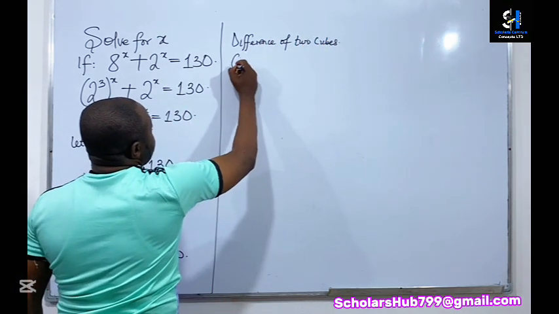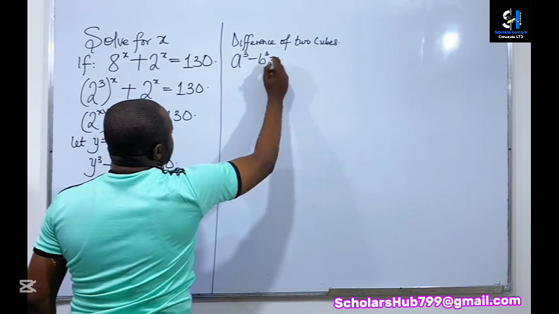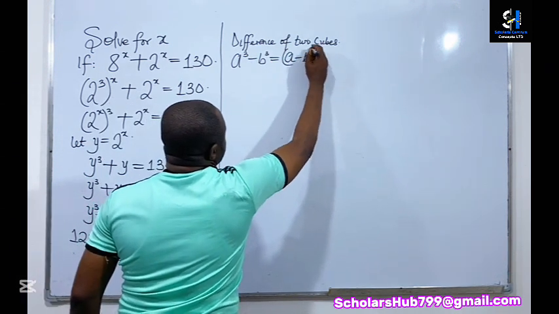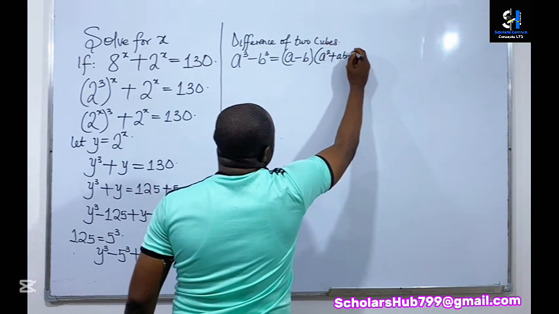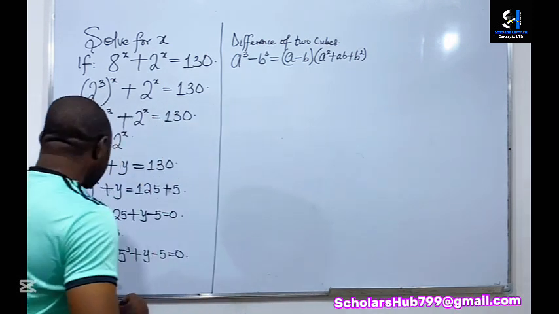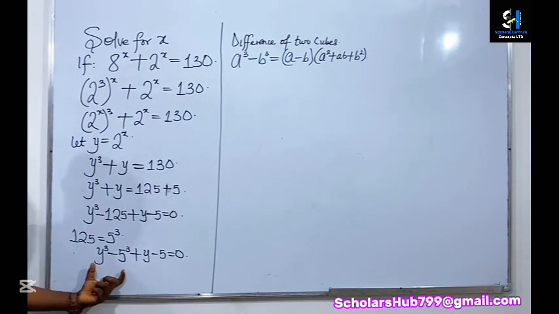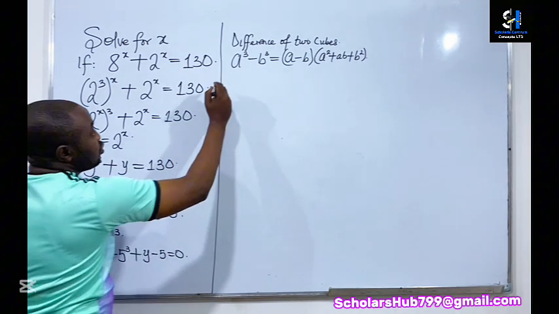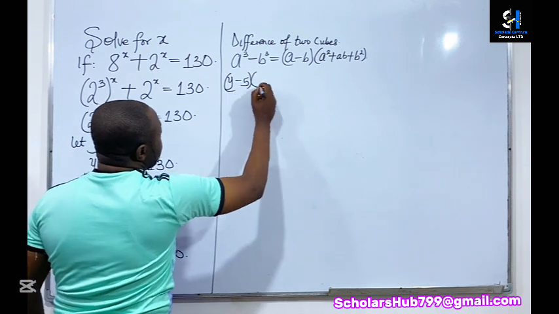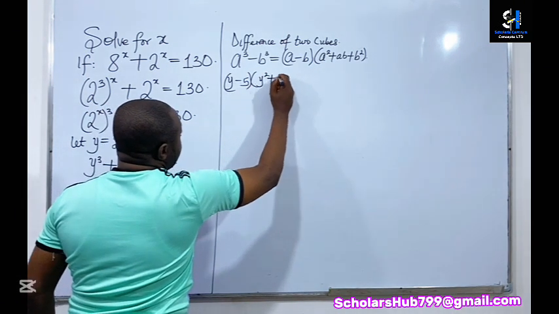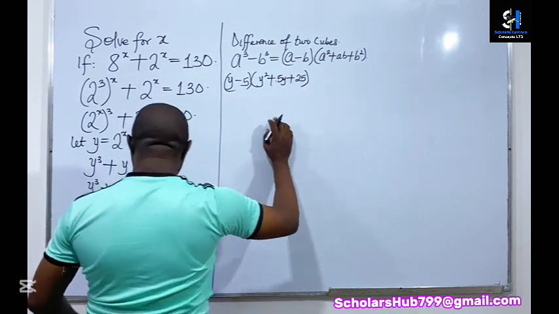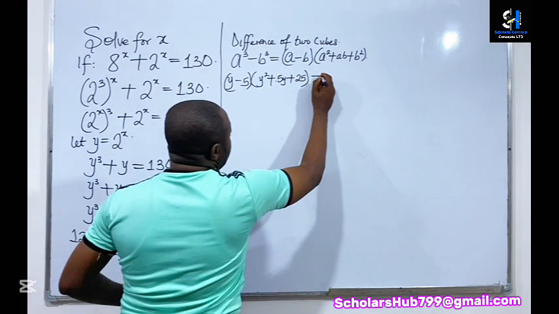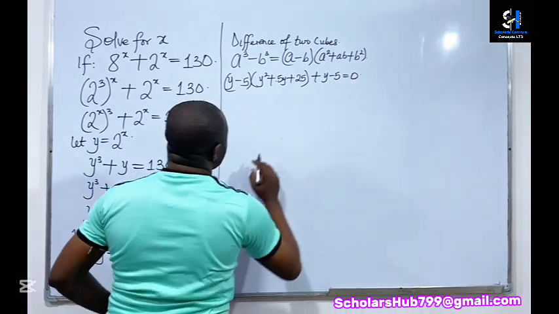For the difference of two cubes, if you have a raised to the power of 3 minus b raised to the power of 3, this equals the product of a minus b and a squared plus ab plus b squared. So that is exactly what I'm going to apply here, where we have y cubed minus 5 cubed. This will be y minus 5 multiplied by y squared plus 5y plus 25. Then also we have plus y minus 5 equals 0.